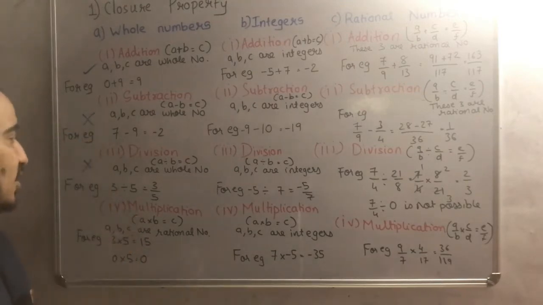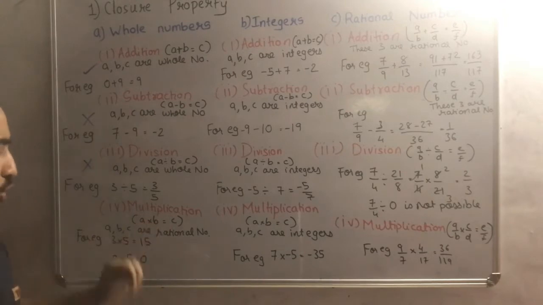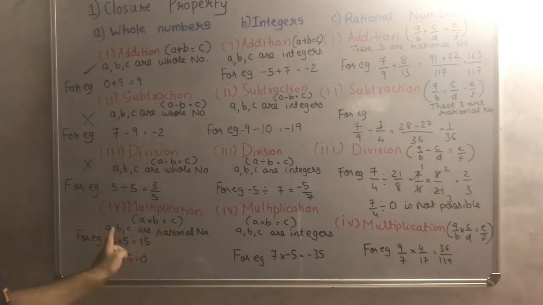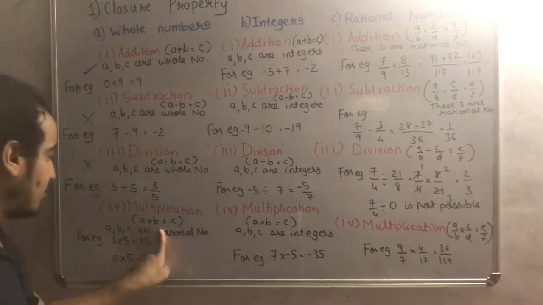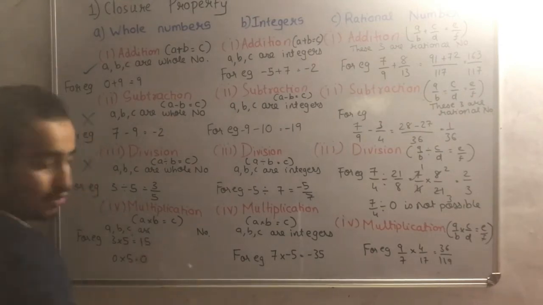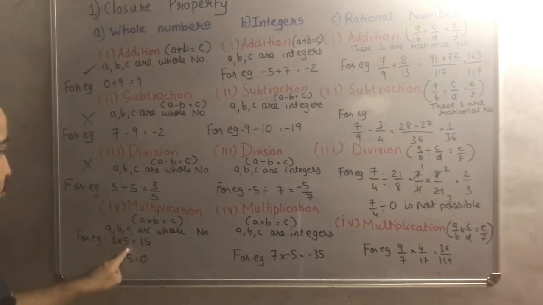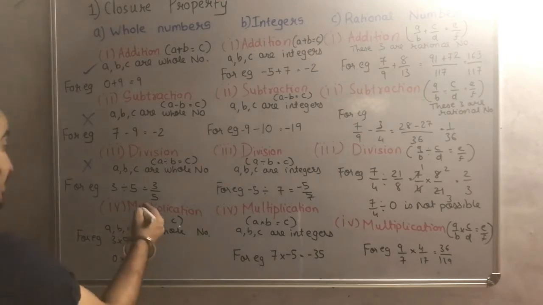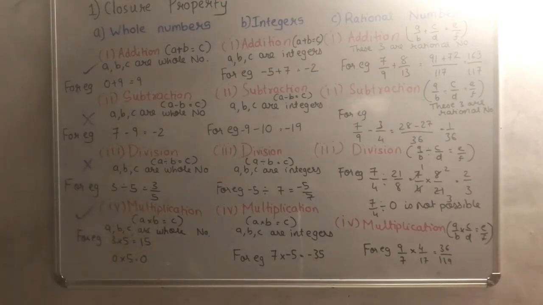Okay, so now multiplication. When we multiply two whole numbers, the answer we get is also a whole number. a into b equals c, where a, b and c are whole numbers. Sorry, a rational number will not come, a whole number will come. For example, 3 into 5 equals 15. 3 is a whole number, 5 is a whole number, and 15 also is a whole number. 0 into 5 equals 0. These all three are whole numbers. So now we can say that multiplication fulfills the closure property. So in whole numbers, addition and multiplication fulfill the closure property. Subtraction and division cannot fulfill the closure property.